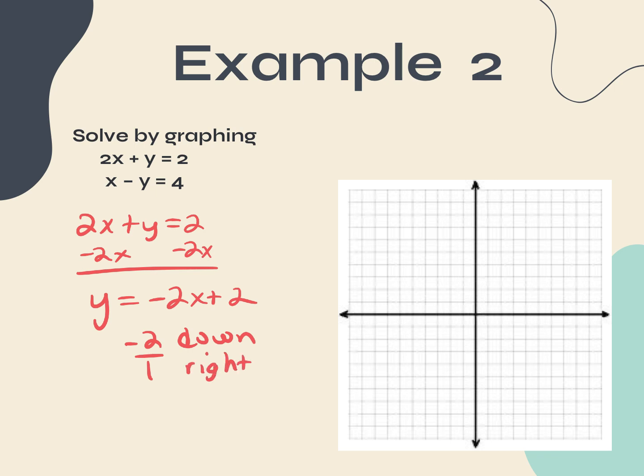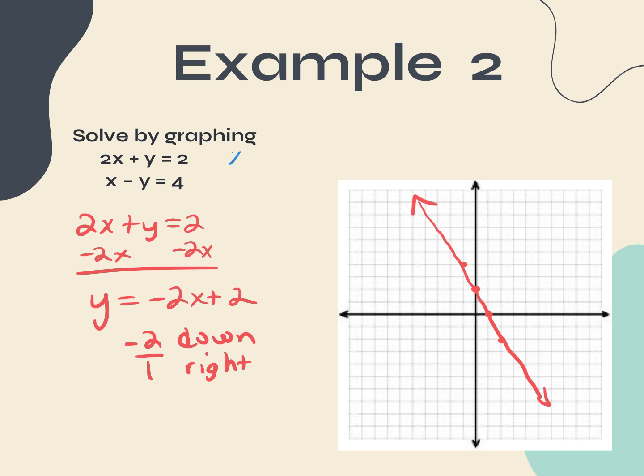So I'm going to put my first point on +2, and then from there, go down 2 and to the right 1. Now, you could also go up and left. It doesn't really matter. So I'll go ahead and connect my points and graph my line.